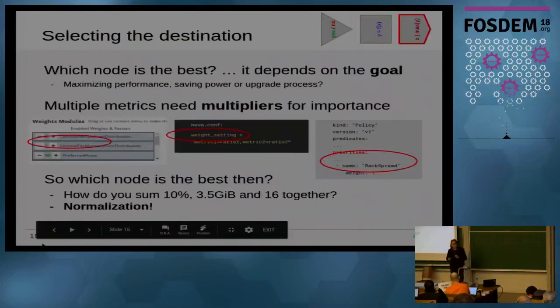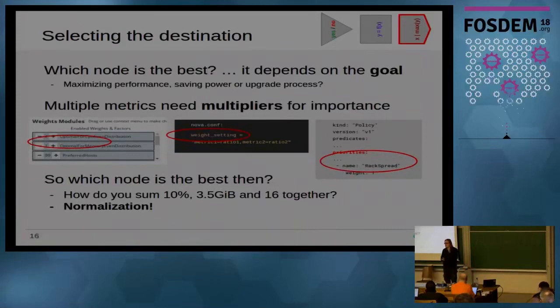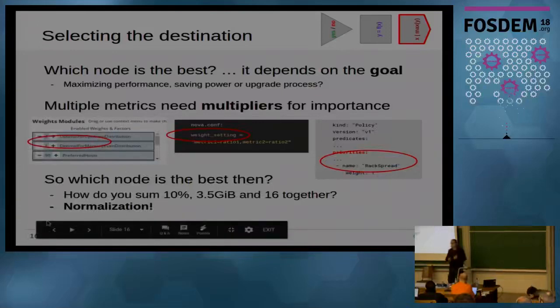Yeah. So now let's go back to selecting the destination. Which node is the best one? I already touched on it. Basically, you have to let the user specify some multipliers. You say CPU is 10 times as important as memory, or the other way around. All three projects support that. oVirt has a UI for that, so you can change it dynamically. For OpenStack and Kubernetes, you have to change the configuration file. But it's basically the same thing. You just say the CPU function is multiplied by 10.